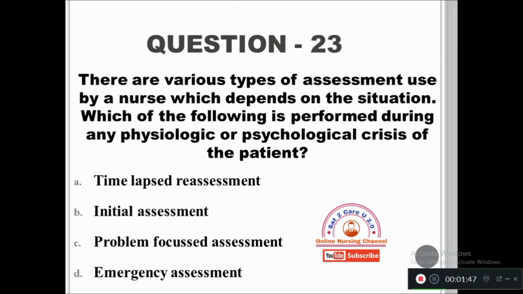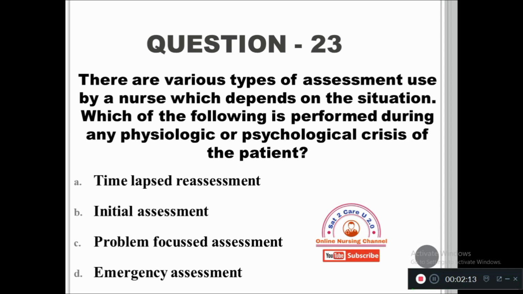Question number 23. There are various types of assessment used by a nurse which depend on the situation. Which of the following is performed during any physiological crisis of the patient? Option A, time-lapse reassessment. Option B, initial assessment. Option C, problem focus assessment.